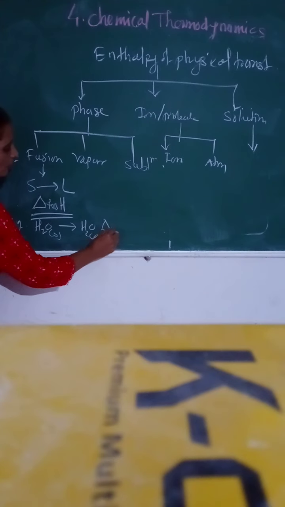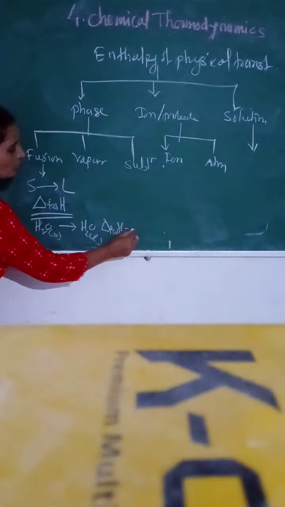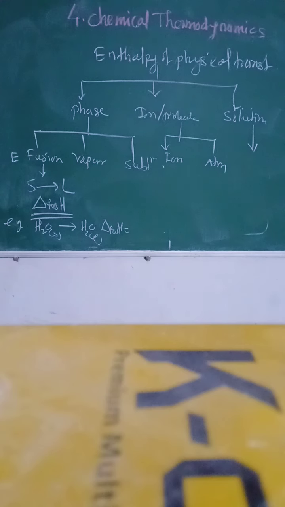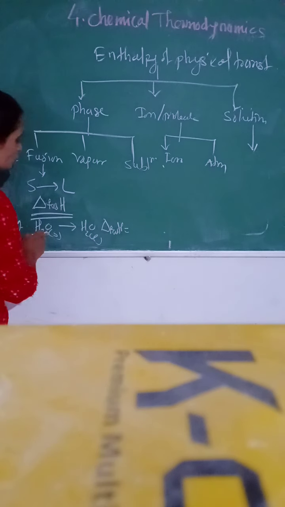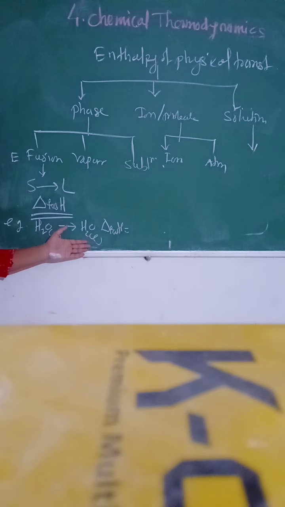That delta fusion, that delta H value, will be plus 6.01 kilojoule per mole at 0 degrees Celsius. That will be the value for the fusion process. Then opposite to fusion, when liquid is converted into solid, we have to call that the freezing point. Then the delta H value will be negative.